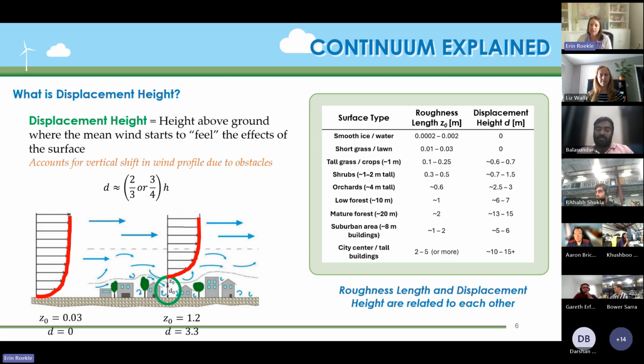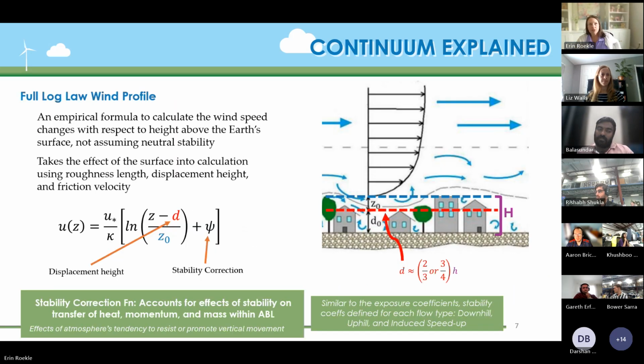So the roughness length and the displacement height are very much related to each other. If you increase one, you're most likely going to be increasing the other. We're going to circle back to that simple log law profile equation and look at it a little more in depth now, knowing this concept of displacement height. We're going to take that simplified log law wind profile and make it a little more complex.